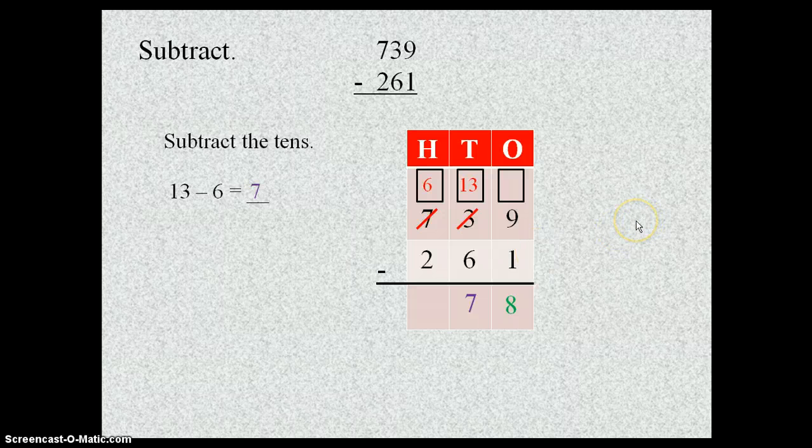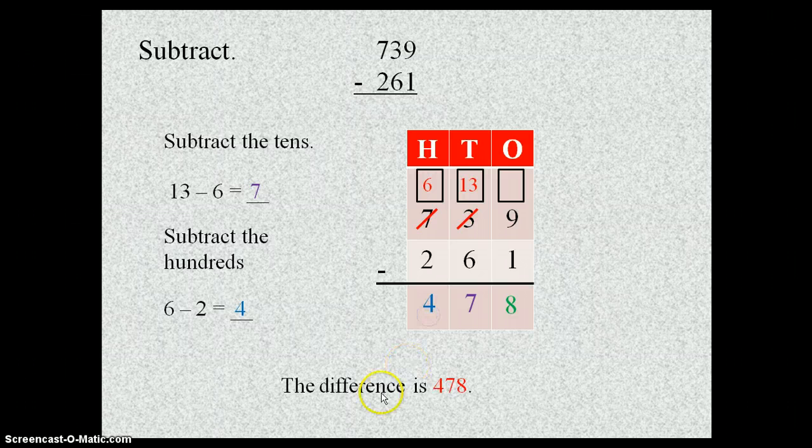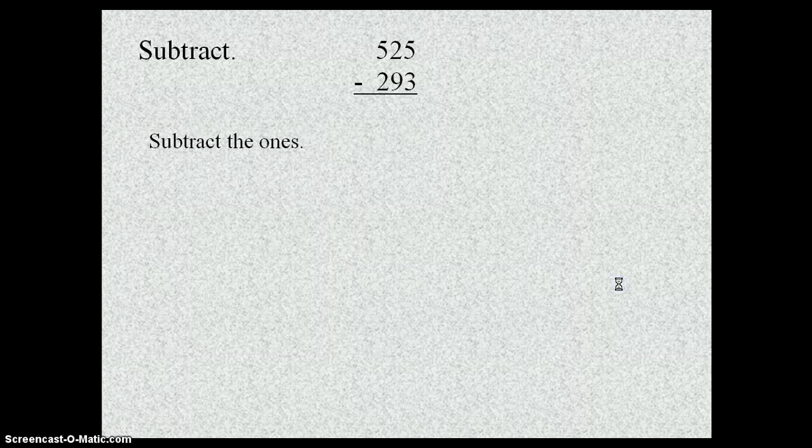Now we're going to move on to step 4. We don't have to repeat, so we're just going to subtract the hundreds. 600 minus 200 is going to be 400. Put my 4 in the hundreds place. Our difference is 478. Let's do another one.